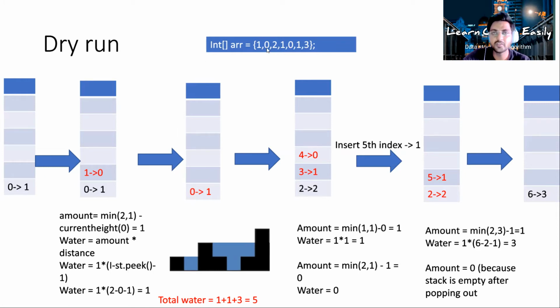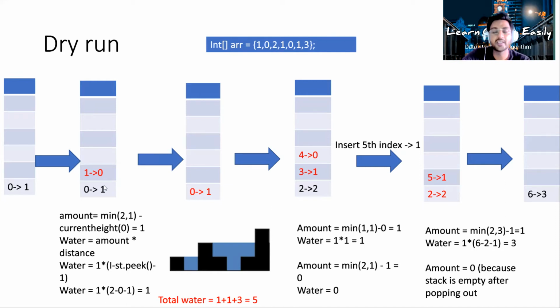Now next element is 0. So we'll insert, because we will insert the elements in decreasing order. So next is index 1, which has value 0. Now next is index 2, which has value 2, which is not less than the top of the stack. So we cannot insert. We need to pop out the element from the stack. Now since both of these elements' height is less than 2, we will pop these two elements.